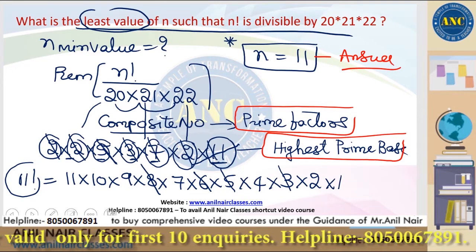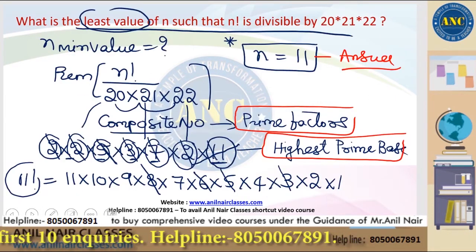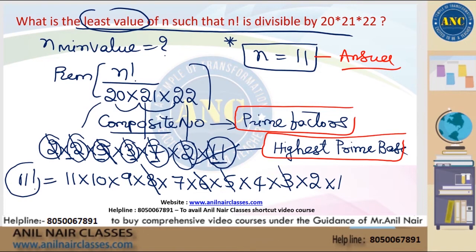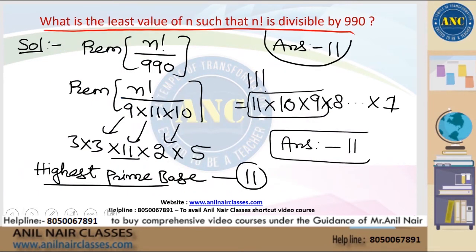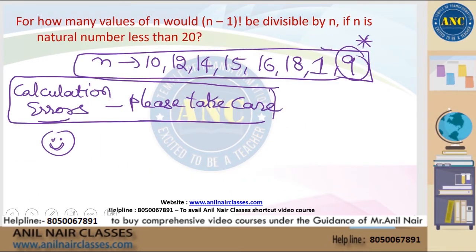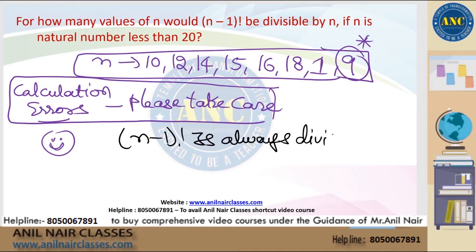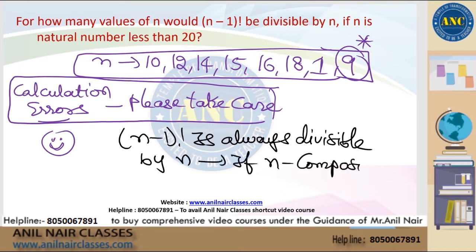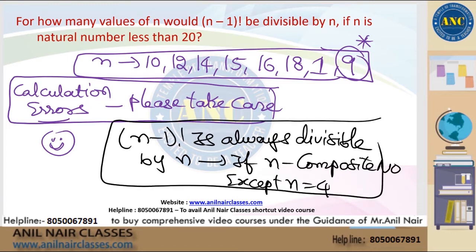N minus 1. What is the concept that we discussed? Divide the number as a power of prime bases and take the highest prime base. One more logic: N minus 1 factorial is always divisible by n if n is a composite number, except n equal to 4. This is the concept that we discussed.